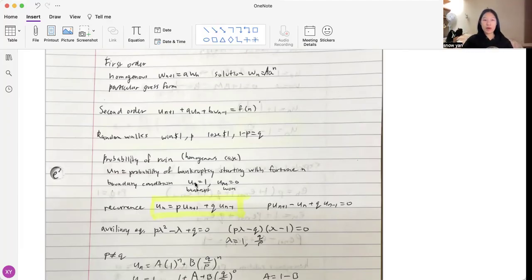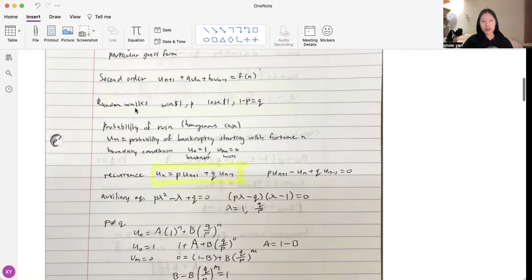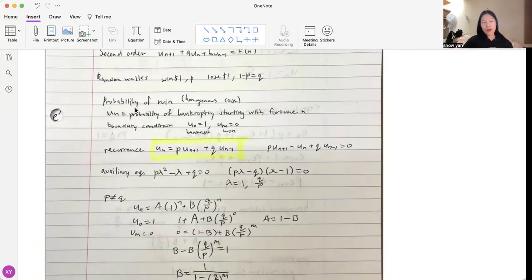A classic example of these recurrence relations is random walks. The simplest case is if you bet, you start off with a certain amount. If you win, you win $1. If you lose, you lose $1. Your winning probability is p and your losing probability is 1 minus p, which we call q. We often look at the probability that you go broke, so the probability of ruin.